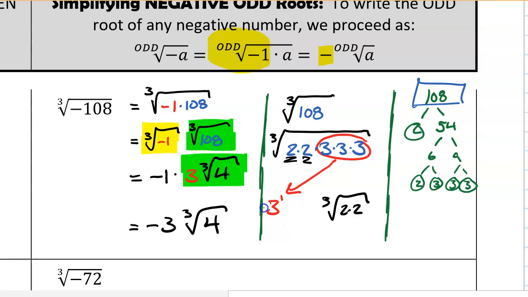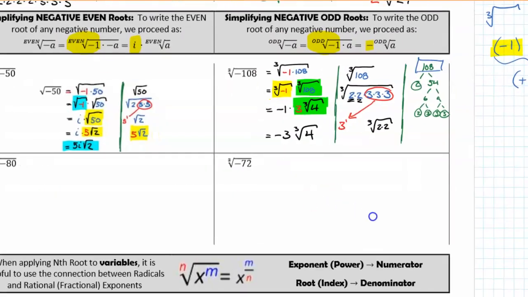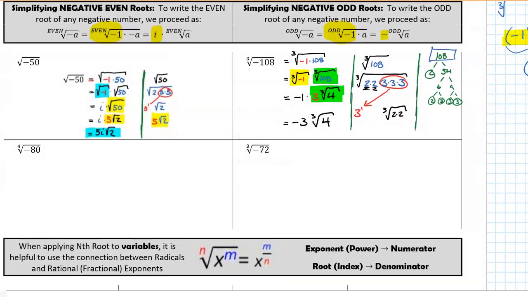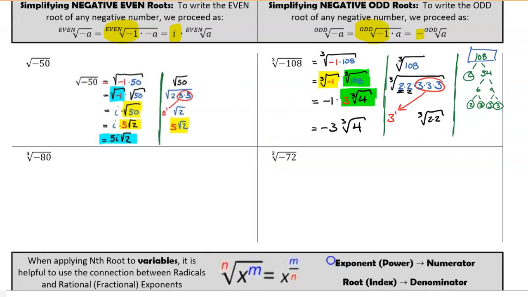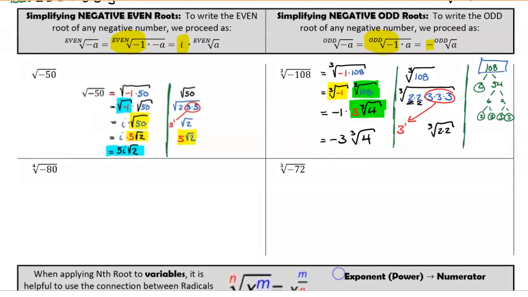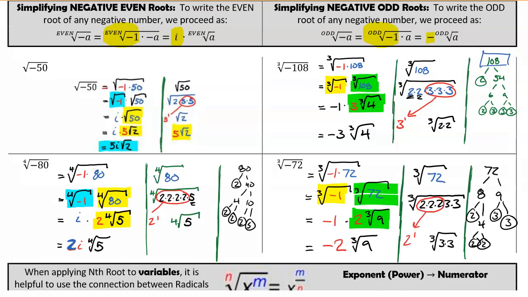If you want to go ahead and give the fourth root of negative 80 and the cube root of negative 72 a try, using these as examples, I'll reveal the answers in 3, 2, 1. We get an answer. Fourth root of negative 80 is 2i, fourth root of 5. And for the cube root of negative 72, we get negative 2 cube root of 9.